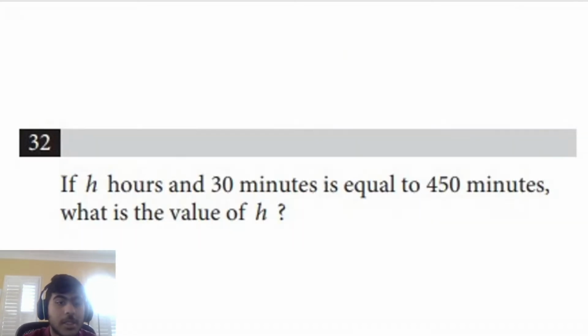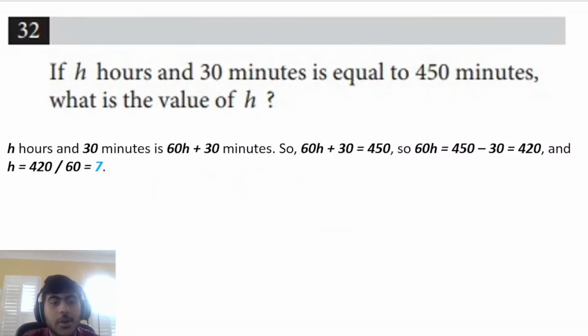Pretty simple. Move on. If h hours and 30 minutes is equal to 450 minutes, what is the value of h? Well, h hours and 30 minutes is 60h plus 30 minutes. So 60h plus 30 equals 450, 60h then equals 420, and h equals 7 hours. Again, not much to it.